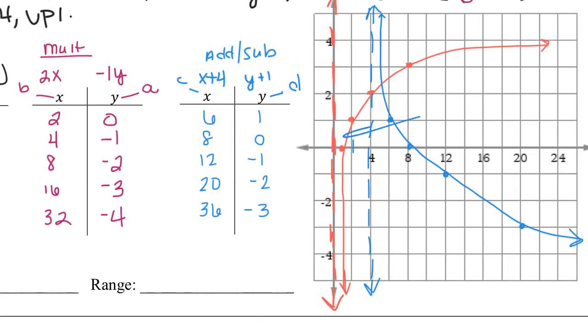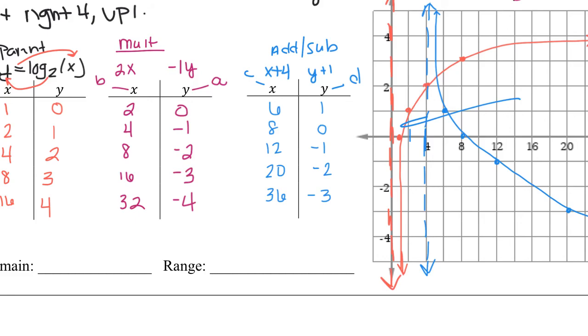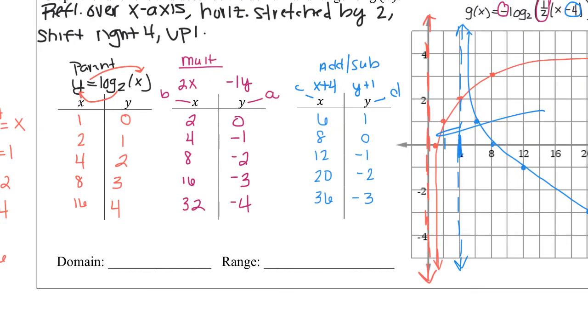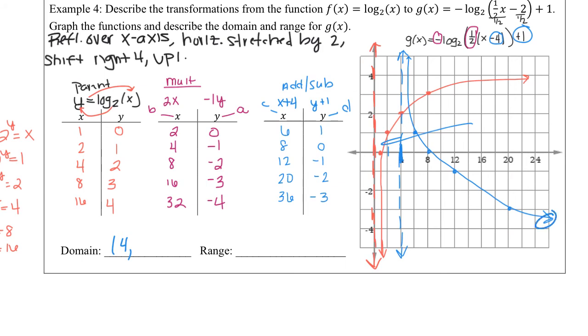Now let's talk about domain and range. The domain of my new function is, well, furthest left I'm allowed to go is this asymptote right here at 4. So I need parentheses 4. But then the furthest right I can go is forever, so that's going to be infinity. My range for this one, well, the lowest it goes is forever, so that's negative infinity, and the highest it goes is also forever, so that's positive infinity.